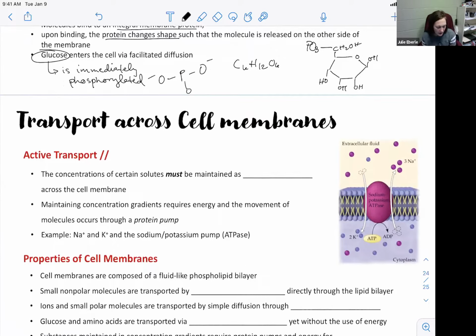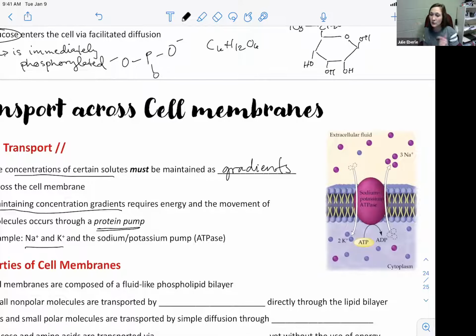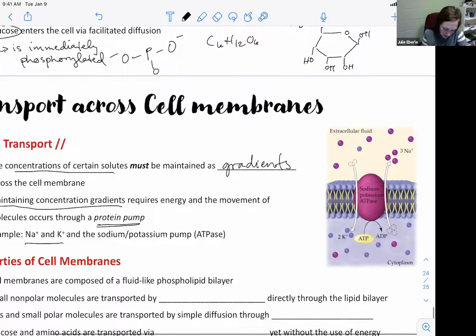Then active transport. So active transport, again, concentrations of certain solutes must be maintained as gradients. So there are times where we are going to push molecules across the cell in a direction that they may not want to go. Maintaining concentration gradients requires energy and the movement of molecules through what we call a protein pump. And this is what Madison said. The example was with sodium and potassium. So we have a specific pump in our cell membranes. It's called the sodium potassium pump. To maintain concentration of sodium potassium across the cell membrane, we have to constantly be pushing those molecules in different directions.